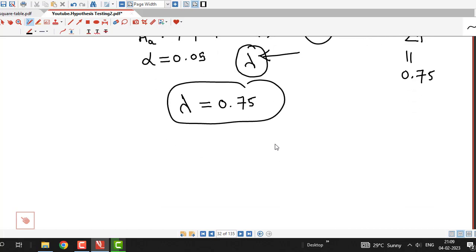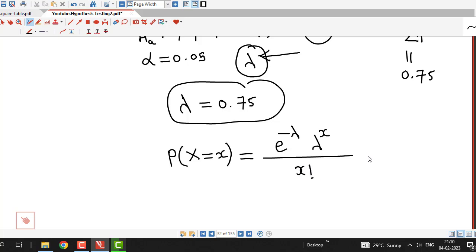Now once we have the value of lambda, we can write the formula for the probability mass function of the Poisson distribution. We know this formula: e raised to minus lambda, lambda raised to x divided by x factorial. I hope you are familiar with the Poisson distribution also, otherwise you will not be able to understand this lecture.